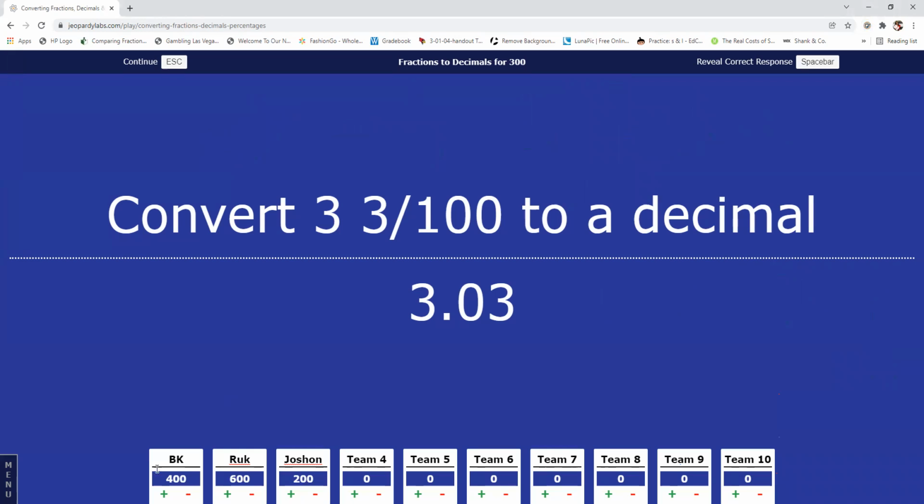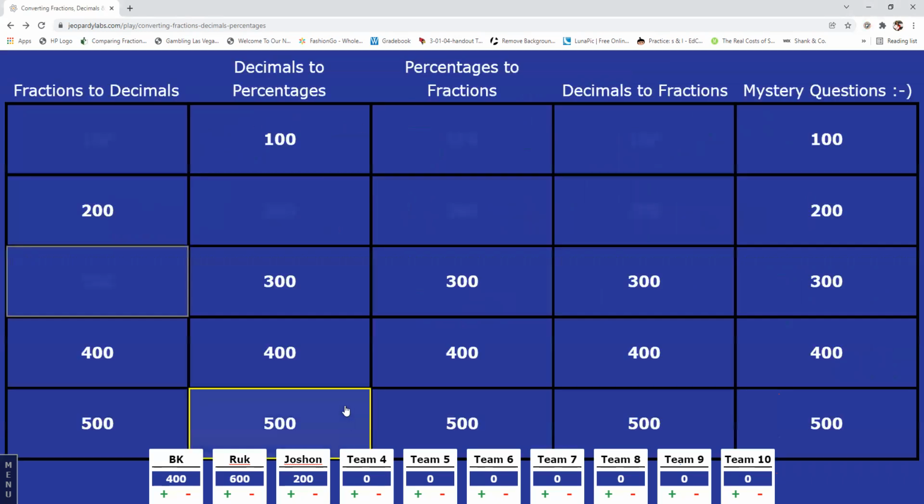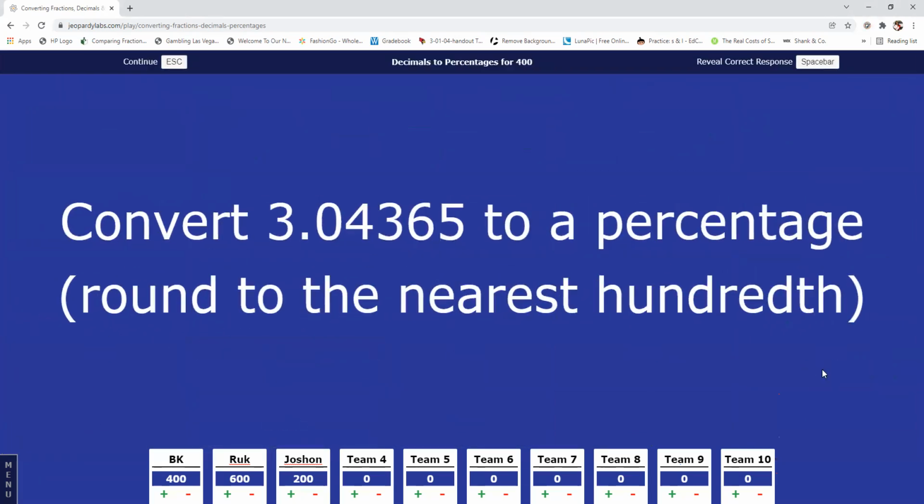All right, so we'll take a look at our scoreboard. At the bottom, we have BK with 400, Rook with 600, and Deshaun with 200. So anybody can still gain, plenty of points still left. All right, let's give out a good one. Decimals to percentages for 400. Convert 3.04365 to a percentage, rounding to the nearest hundredth. Make sure you are rounding correctly, round to the nearest hundredth.